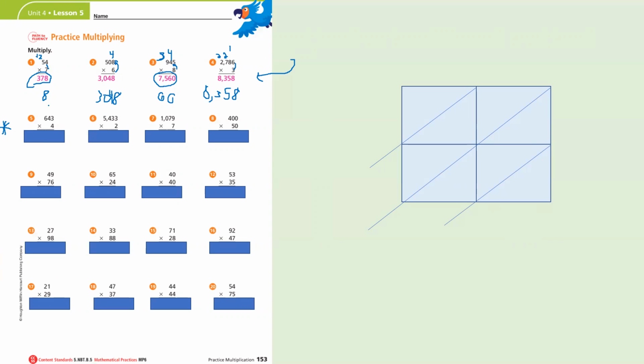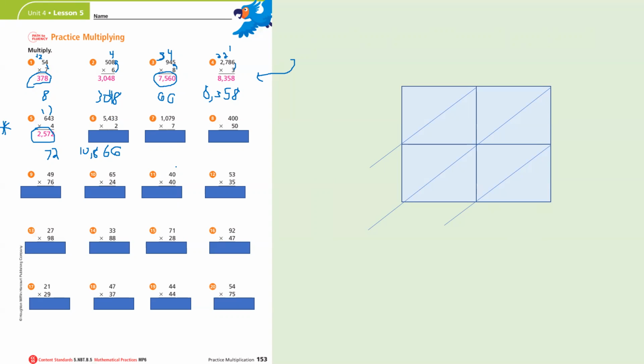4 times 3 is 12, so I'm going to put my 1 there and then my 2 down here. 4 times 4 is 16, plus 1 is 17. 6 times 4 is 24, plus 1 is 25. So that answer is 2,572. 2 times 3 is 6. 2 times 3 is 6. 2 times 4 is 8. And 5 times 2 is 10.